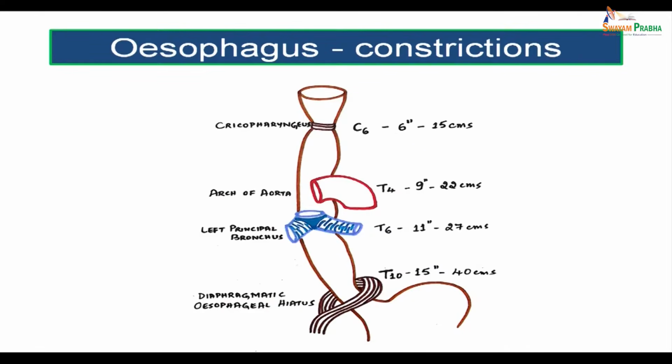Esophagus shows certain constrictions. The narrowest portion of the esophagus, as we have told already, is the pharyngoesophageal junction. This is at the level of the 6th cervical vertebra, and this is due to the presence of cricopharyngeus, which has circular muscle fibers. This is approximately 6 inches from the central incisor teeth. The next constriction which you see on the esophagus is due to crossing of the arch of aorta. This happens at the level of the 4th thoracic vertebra. It is about 9 inches from the central incisor teeth.